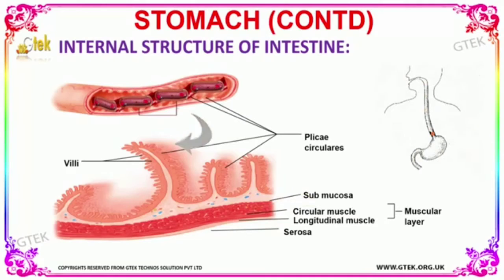Your intestine has the submucosa as the internal lining, followed by the circular muscle, above which you have your longitudinal muscle and serosa over here. So these are the muscular layers of the small intestine, which is a smooth muscle, as you can see.